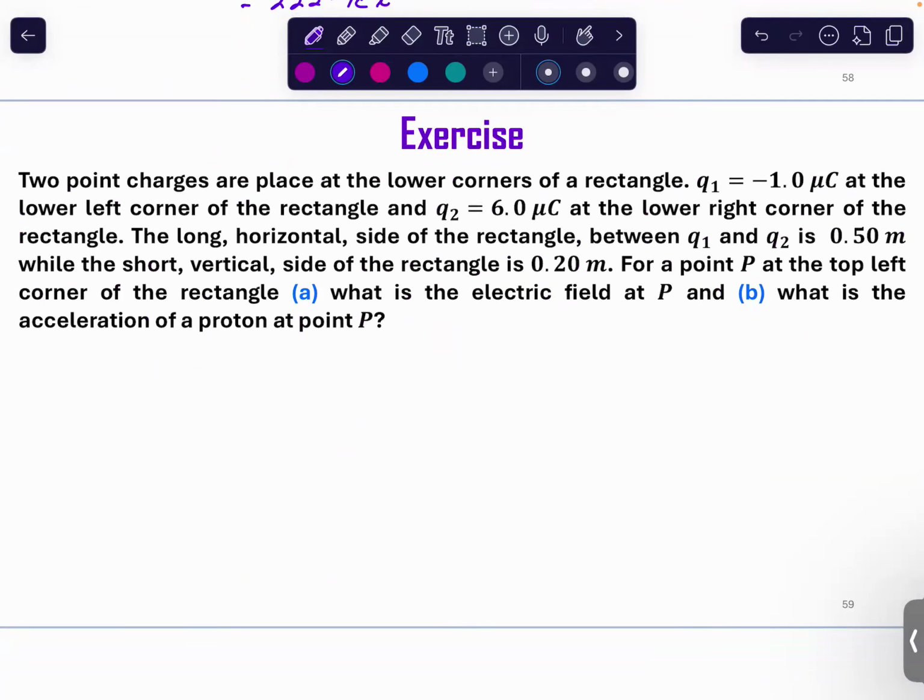Two point charges are at the lower corners of a rectangle. Q1 will be negative 1.0 microcoulombs at the lower left corner. Q2 is 6 microcoulombs at the lower right corner. The long horizontal side of the rectangle between Q1 and Q2 is 0.5 meters, while the short vertical side of the rectangle is 0.2 meters. For a point P at the top left corner of the rectangle, what is the electric field at P and what is the acceleration of a proton at point P?